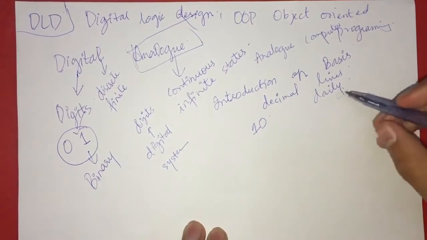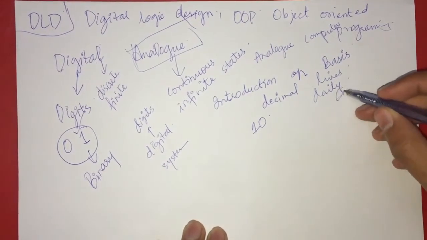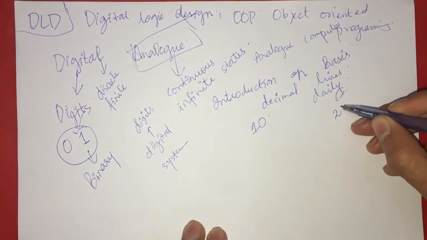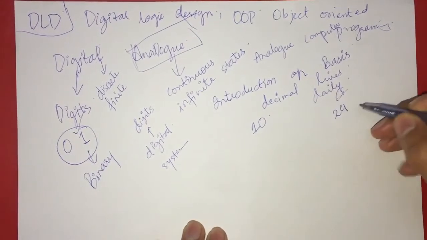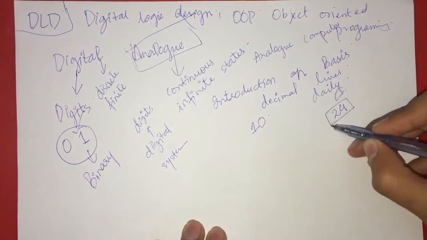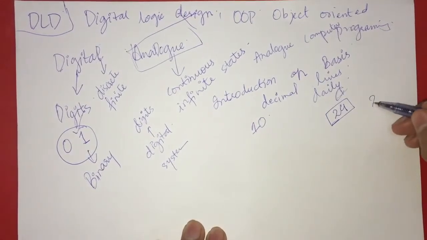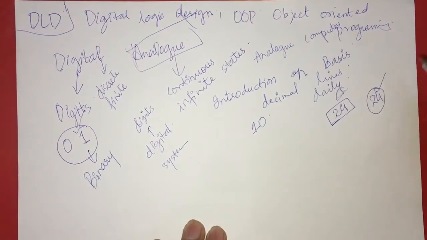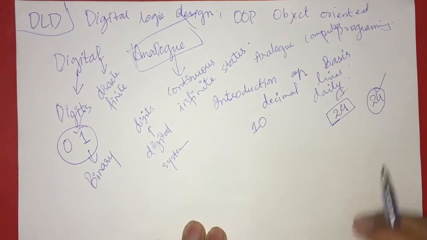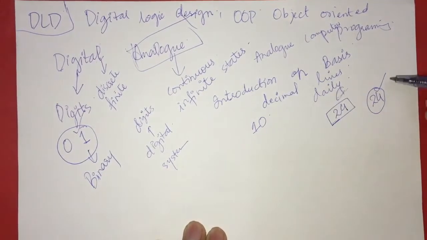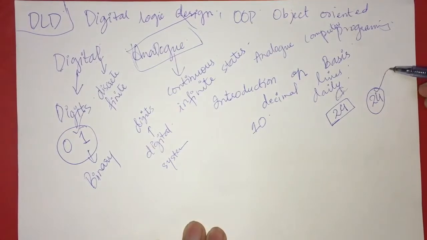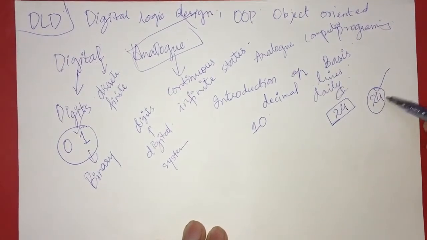For example, as the teacher explained in the class, if I say 24 and ask what this is, you will say that this is 24, but this is not actually 24. This is 2 and 4 combined. But we have become so used to the decimal number system that we at once recognize what this is, and we say that this is 24. But instead, what is this?